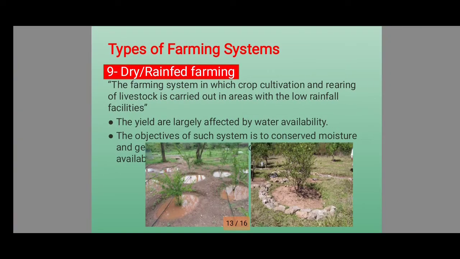And the next one is dry farming or rain-fed farming. The farming system in which crop cultivation and rearing of livestock is carried out in areas with low rainfall. The yield is largely affected by water availability.